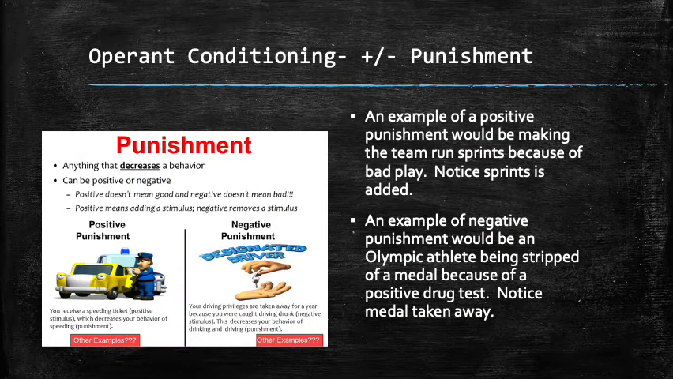An example of positive punishment would be making the team run sprints because of a bad play. Notice sprints is added. An example of negative punishment would be an Olympic athlete being stripped of a medal because of a positive drug test. Notice the medal taken away.